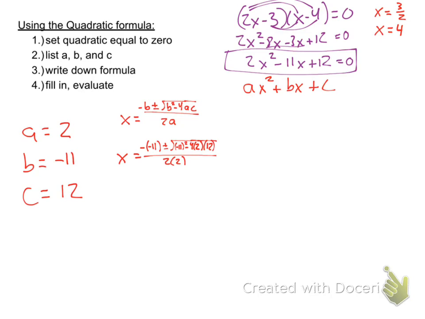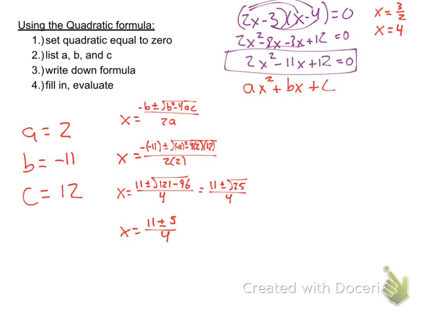What's the opposite of a negative? Positive. So it's 11 plus or minus square root. What's negative 11 squared? It's 121. Minus 96 because it's 8 times 12. 96 all over 4. What's 121 minus 96? 25. Square root of 25 all over 4. That is x equals 11 plus or minus 5 over 4.